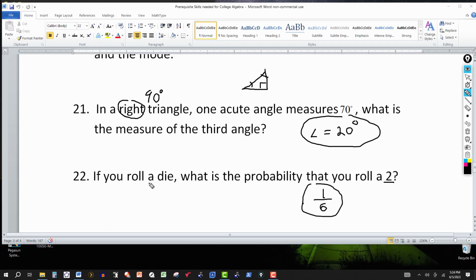Now, what if they asked you, you roll a die, what is the probability that you get an even number? You roll the die once. What's the probability that you get an even? The total number of items or numbers is 6, and there's 1, 2, 3 even. So that means you have 3 chances out of 6. The probability of even then would be 1/2.